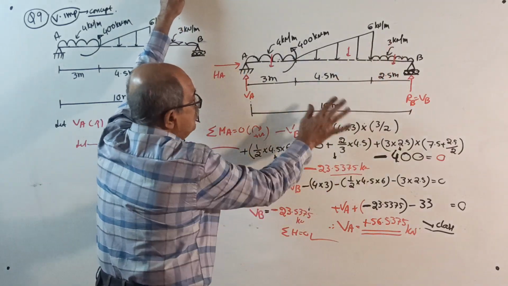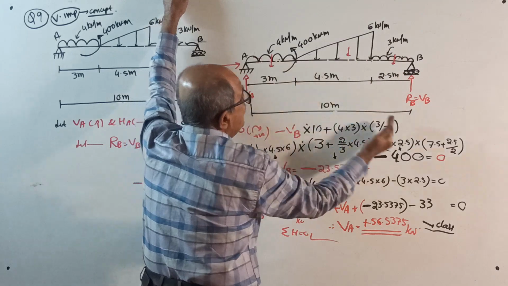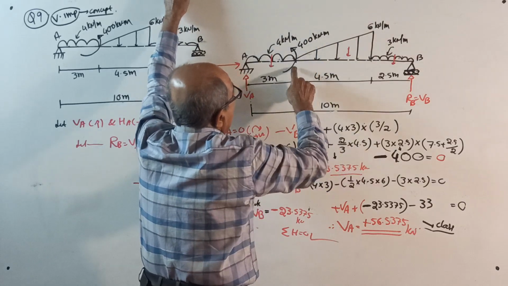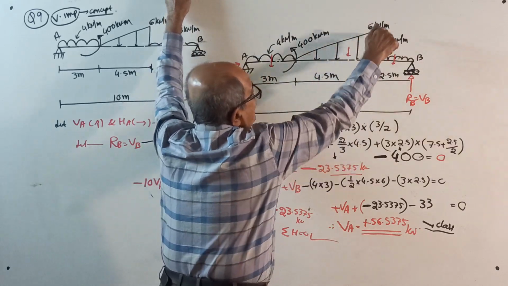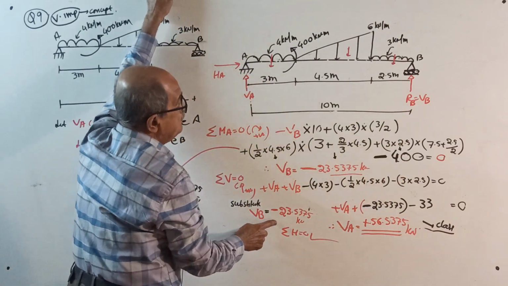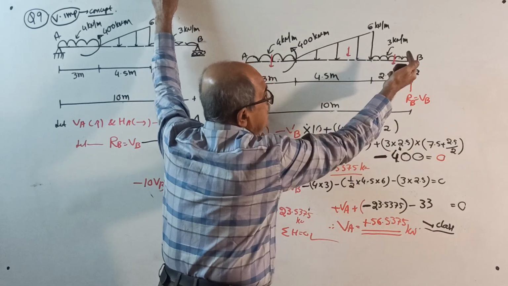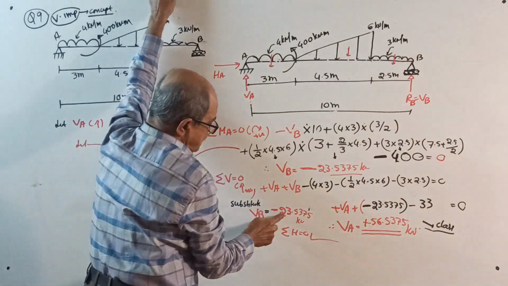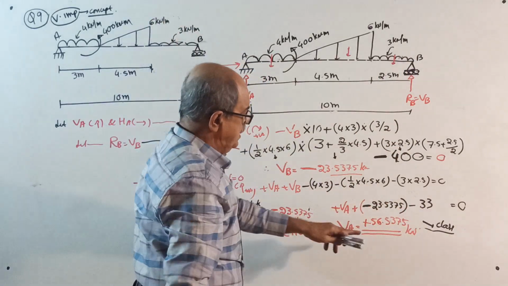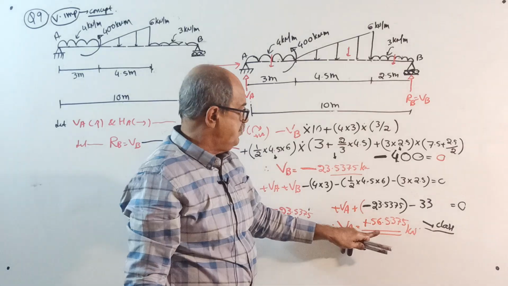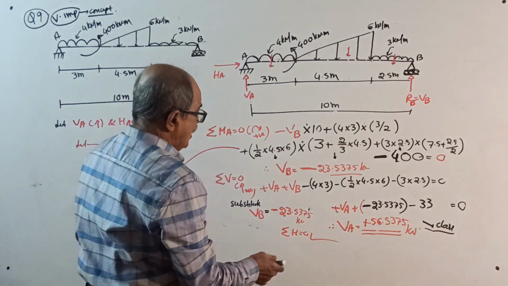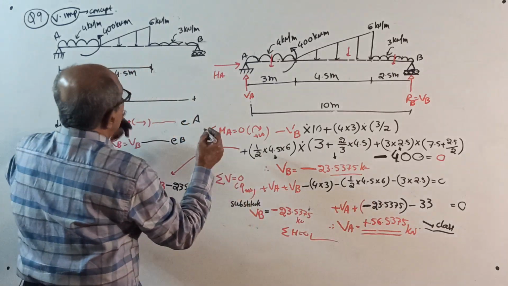Sigma V is 0. Don't see the answer there. Plus VA plus VB, minus 4 into 3, minus half into 4.5 into 6, minus 3 into 2.50. Substitute VB. We took VB plus, VB means upward, but its value is minus 23.5375. When you substitute, VA will come plus 56.5375. I will tell you why negative, or you can write class.